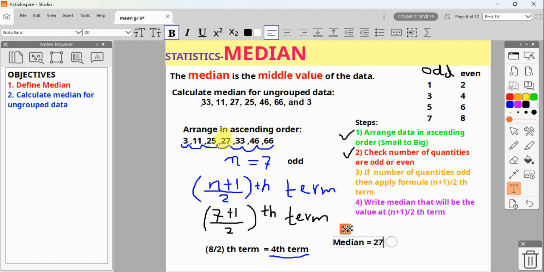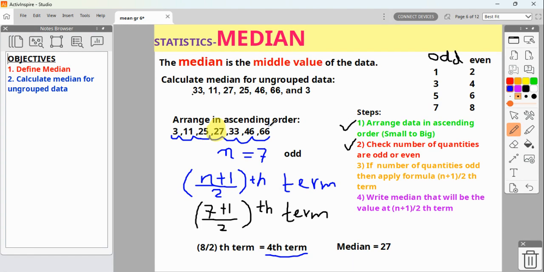So how did we do it? Step number one, we arrange data in ascending order. If for finding the median you are not arranging data in ascending order, from small to big, then your answer is going to be wrong. So step number one, you must arrange data in ascending order. Step number two, you have to count the values in the given data. So we counted n is equal to 7. N means how many quantities there are.